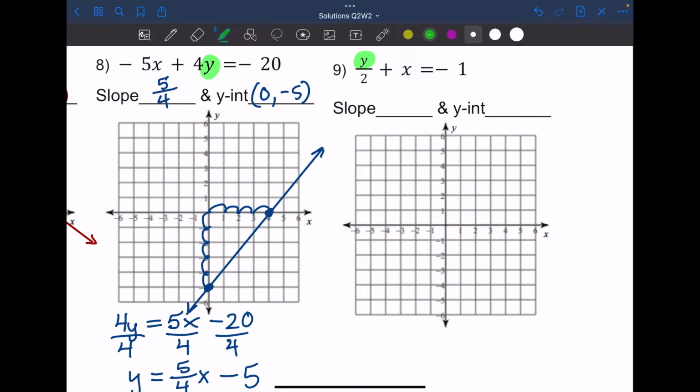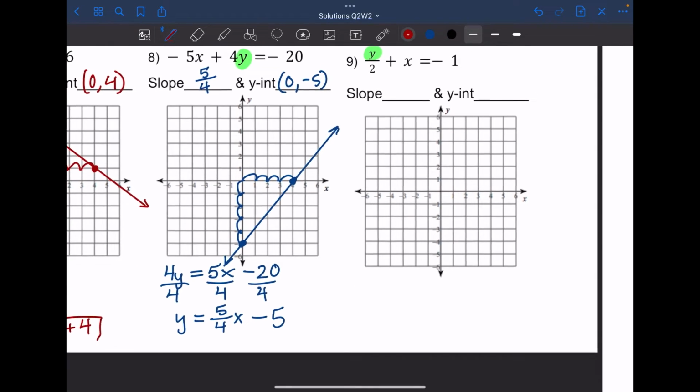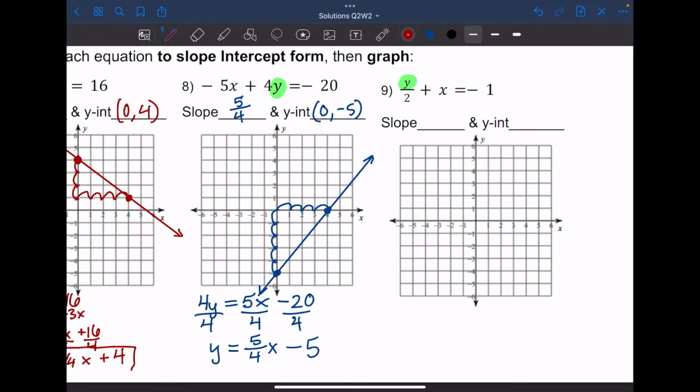Y is right here, so I'm going to need to deal with moving this term, the plus x, and then dealing with this divided by 2 piece. So let's start by subtracting x from both sides. So I'll try to fit it in here. Y over 2 plus x equals negative 1. We'll do minus x, y over 2 equals negative x minus 1.